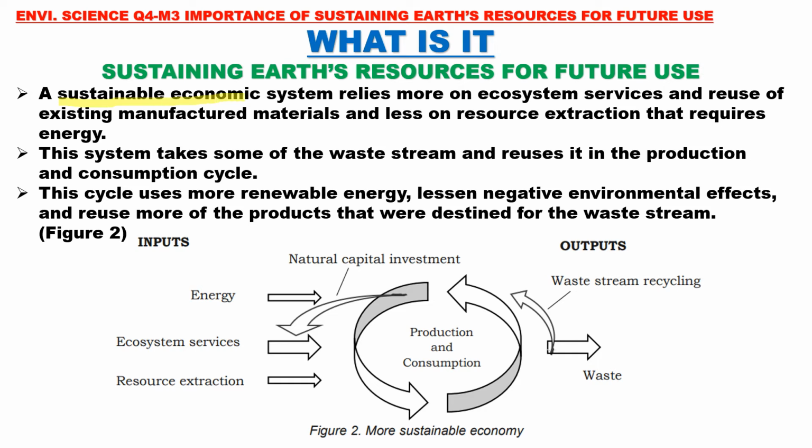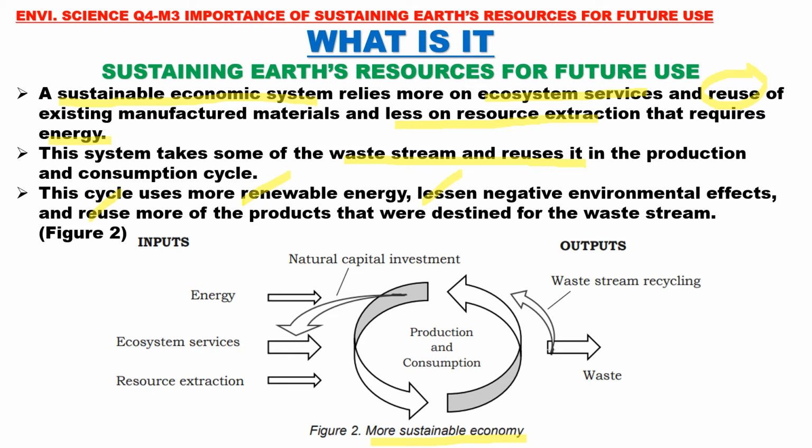A sustainable economic system relies more on ecosystem services and reuse of existing manufactured materials and less on resource extraction that requires energy. This system takes some of the waste stream and reuses it in the production and consumption cycle. This cycle uses more renewable energy, it lessens negative environmental effects, and reuses more of the products that were destined for the waste stream. A more sustainable economy is one which provides for the greatest amount of general well-being for the least amount of resource use and environmental harm.